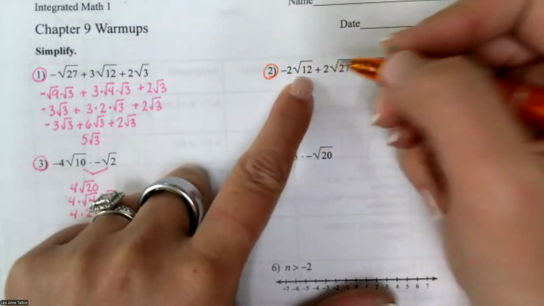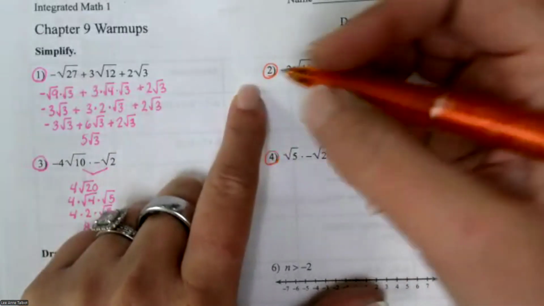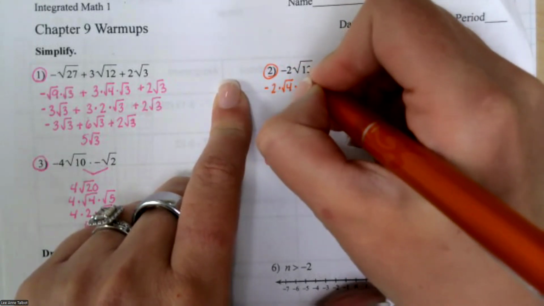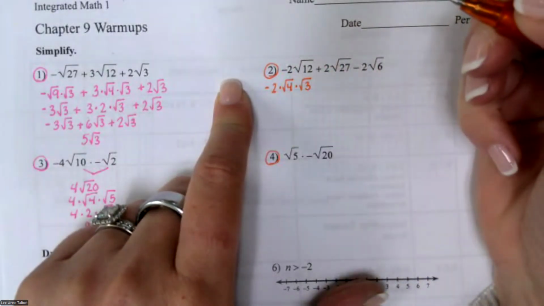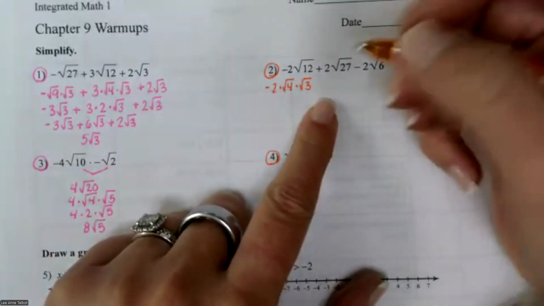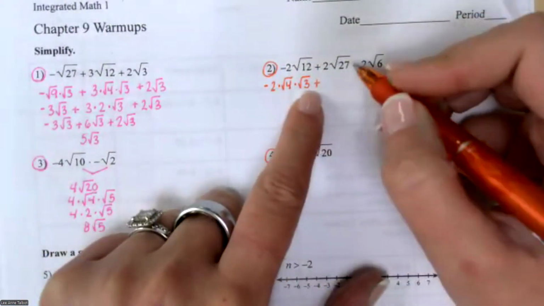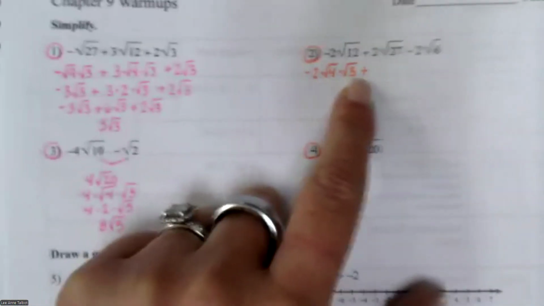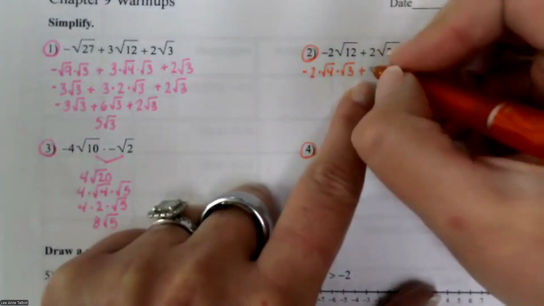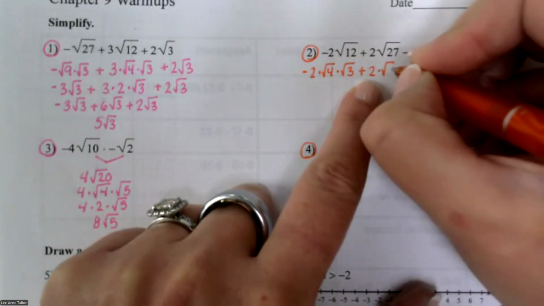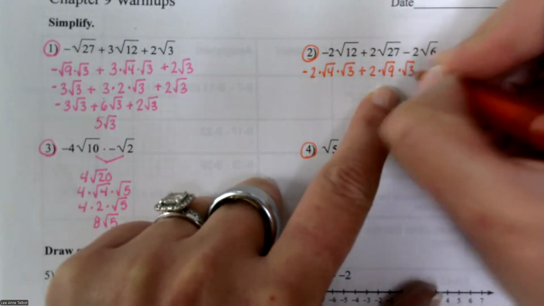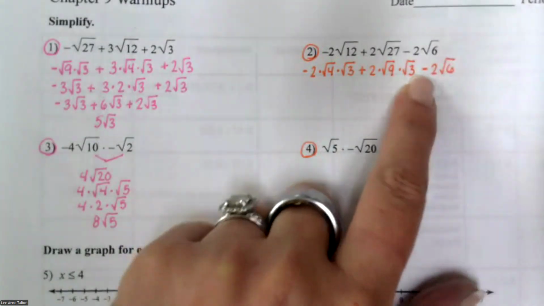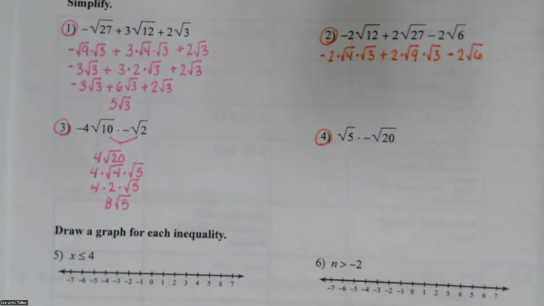Okay, so 12 is divisible by 4. So -2 times the square root of 4 times the square root of 3, plus... what is 27 divisible by? 9. Don't forget the 2 in front. Square root of 9 times square root of 3. And then 6 is not divisible by any of the numbers in our list, so we just leave it 6.